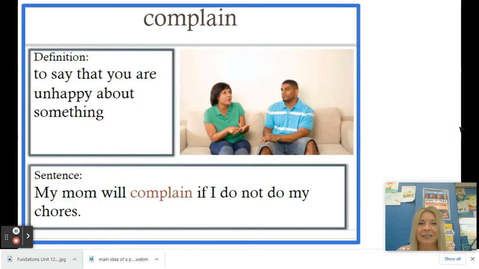The next word is complain. Can you repeat that one? Very good. And when you complain, you say that you're unhappy about something. So you can complain and not be very mad or upset. You just are complaining that there's something you don't like. And the sentence says, my mom will complain if I do not do my chores. So you might complain about what you have for lunch. You don't like the choice that you have. You might complain about having to do homework. It doesn't always mean you're mad. It just means you're unhappy.